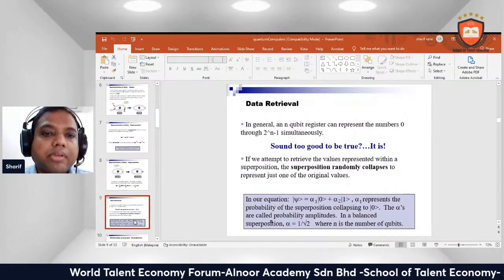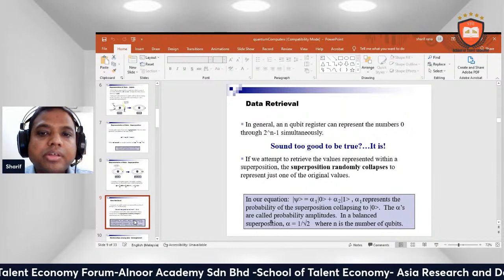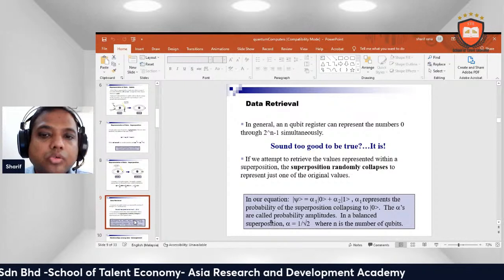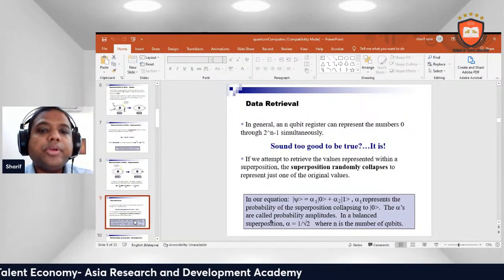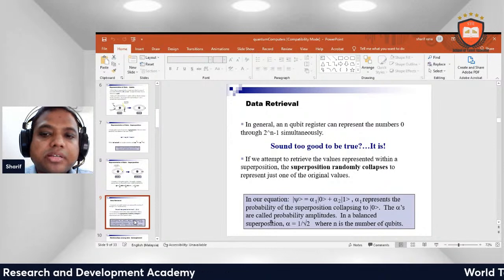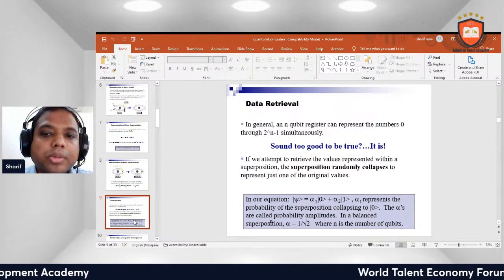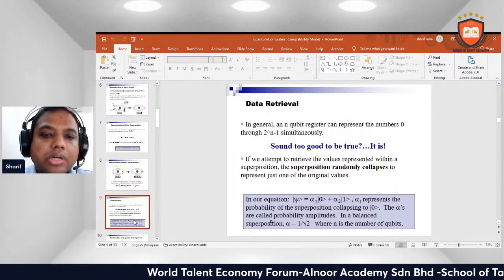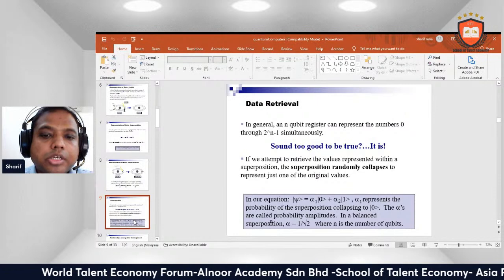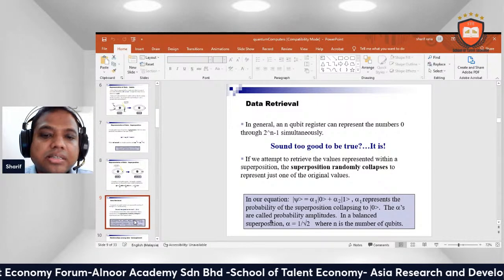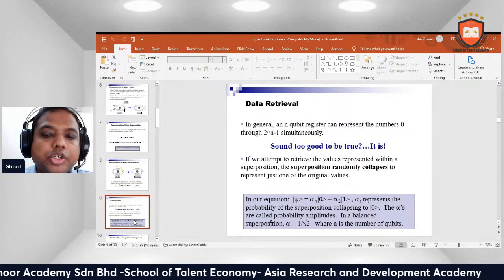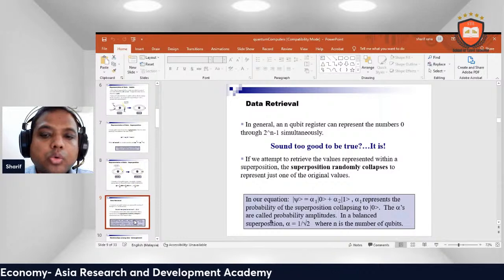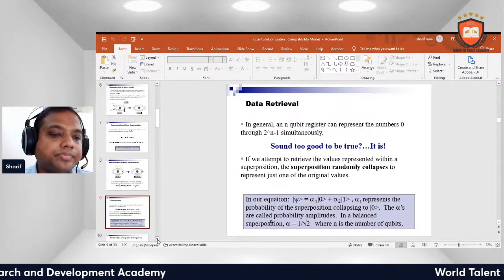Data retrieval. In general, an n-qubit register can represent the numbers 0 through 2^n minus 1 simultaneously. Sounds too good to be true. It is. If we attempt to retrieve the value represented within a superposition, the superposition randomly collapses to represent just one of the original values. In our equations, the squares of the amplitudes represent the probability of the superposition collapsing to each state. These amplitudes are called probability amplitudes. In a balanced superposition, alpha is equal to 1 over the square root of 2^n, where n is the number of qubits.